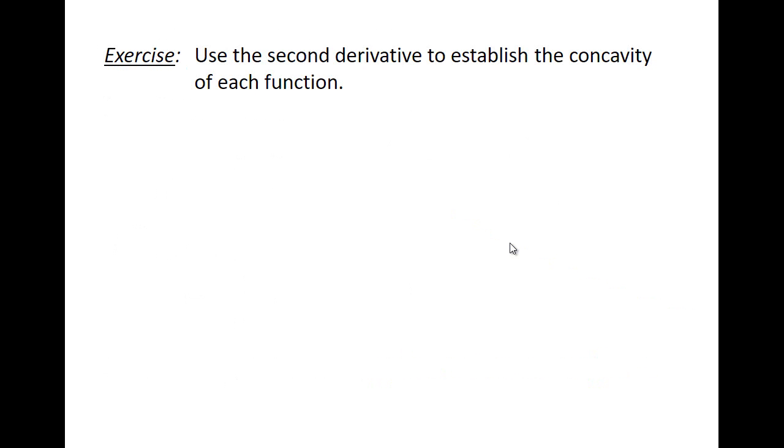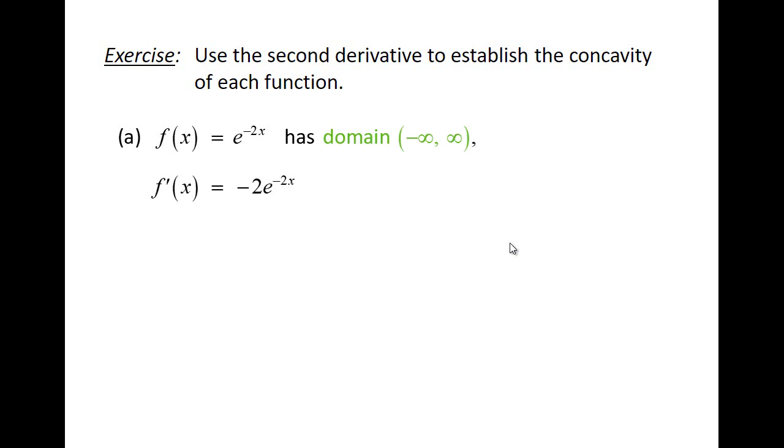Okay, so let's say we want to use the second derivative to establish the concavity of each of the functions. So let's say number one, part A, the function is f of x given by e to the negative 2x. Well, the domain of this function is all real numbers, so it's negative infinity to infinity. The first derivative of f is going to be negative 2 e to the negative 2x, and the second derivative would be 4 e to the negative 2x.